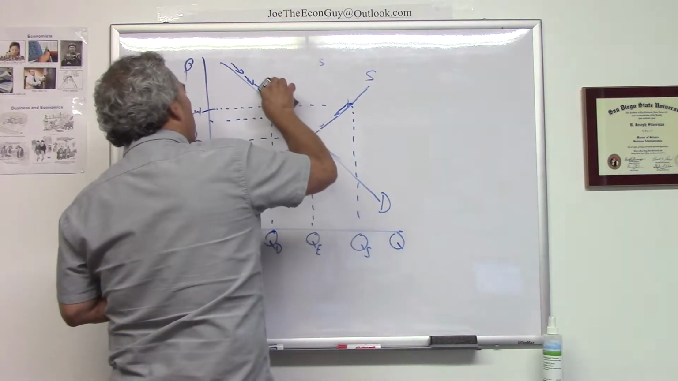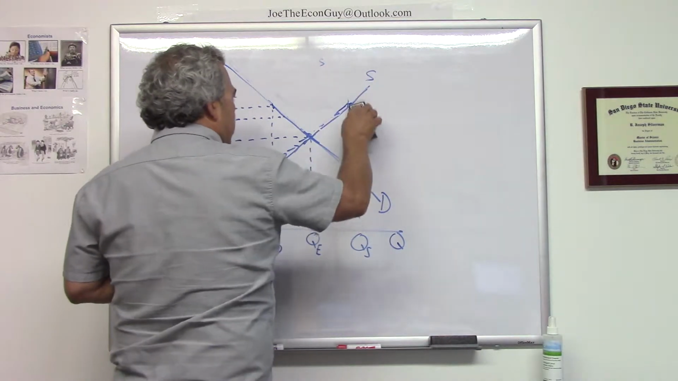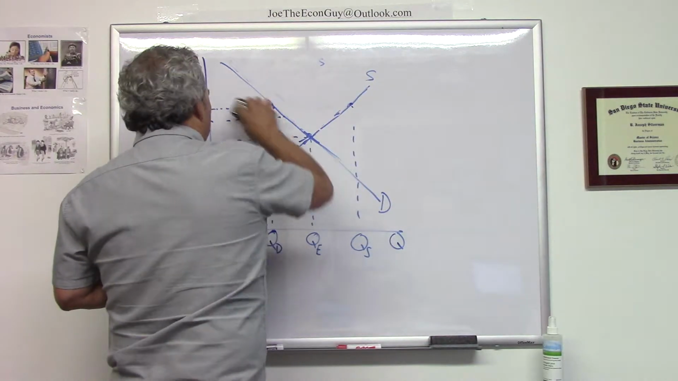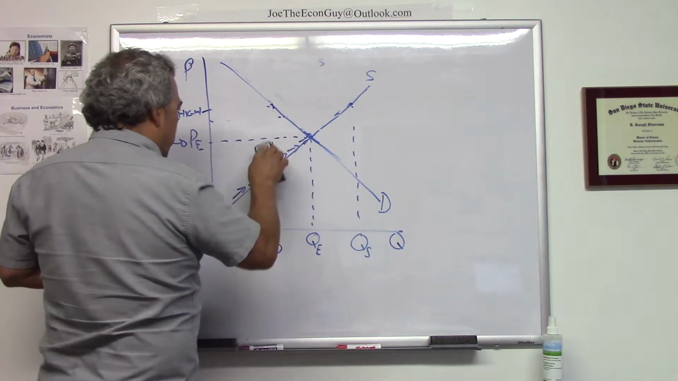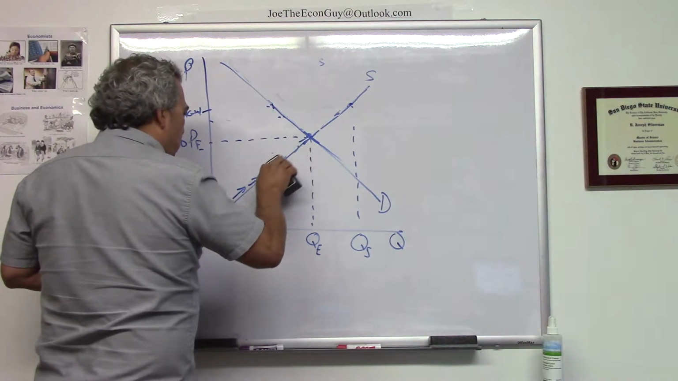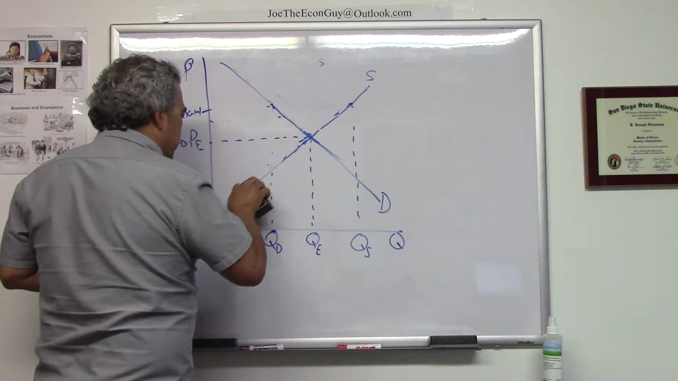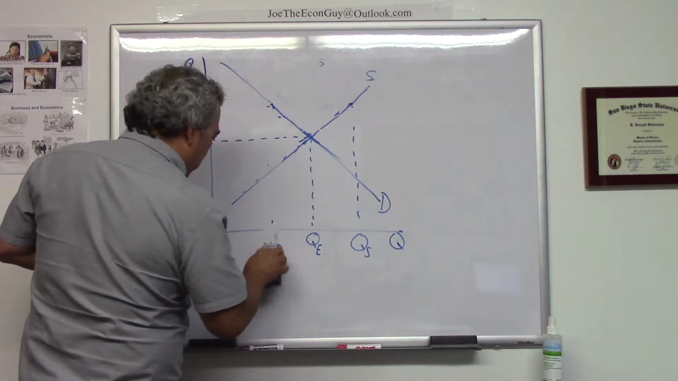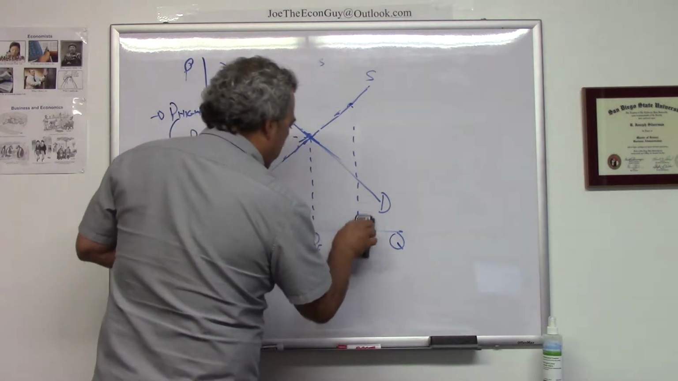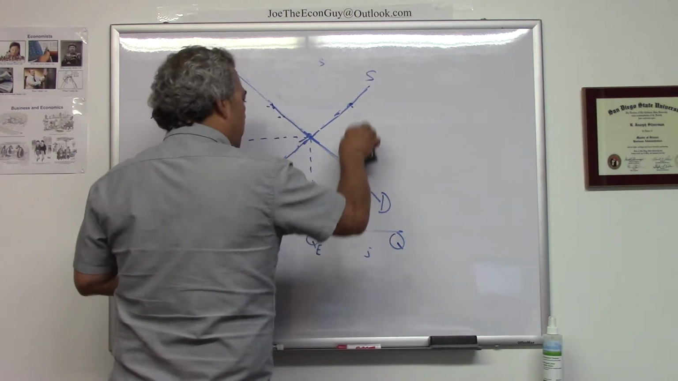Let's go ahead and take a look at what we expect is going to happen in a market when the price is too low. So let me clean up the board over here. That's what I'm doing right now. And then we'll see what happens according to economic theory when we have a price that is too low. All right, so clean this up over here.